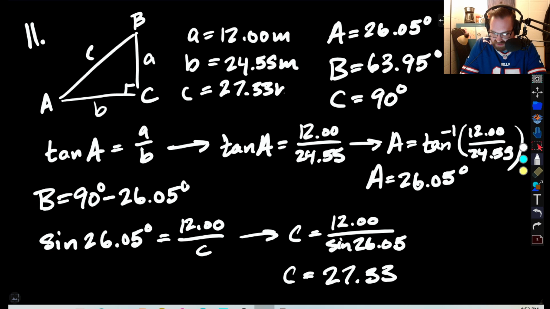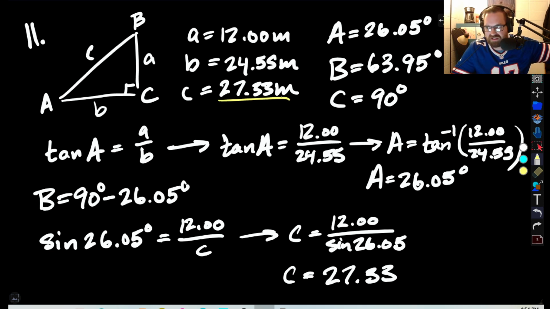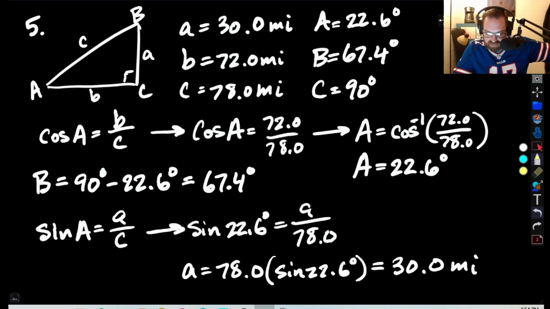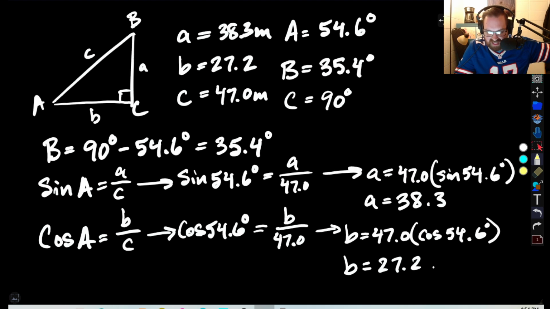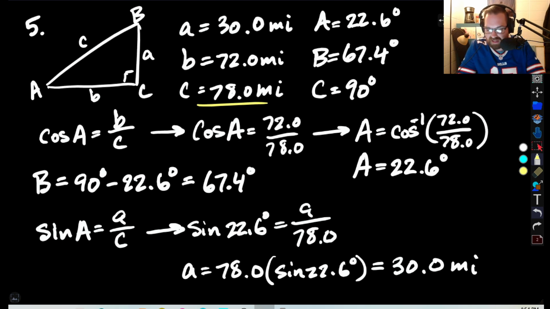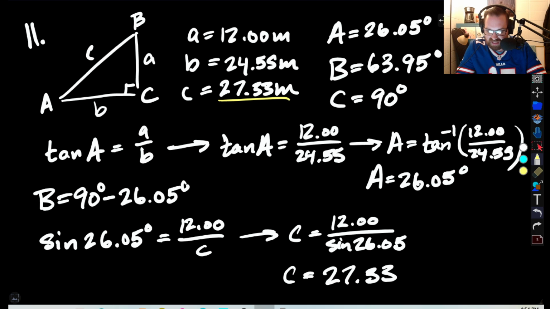27.33 meters. And one thing you should do too is double check yourself to see if your answers actually make sense. The hypotenuse should always be the longest side of your triangle, okay? So if you get a C value that's actually shorter than either A or B, then you made a mistake somewhere. If you look back at all these examples, do you notice how C is the longest one every single time? That should be the case. If that's not the case, you probably made a mistake somewhere. So just be aware of that. One little fact, and you should be in good shape.